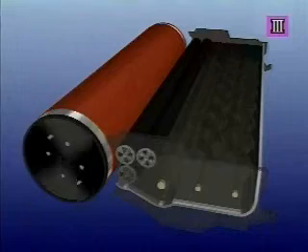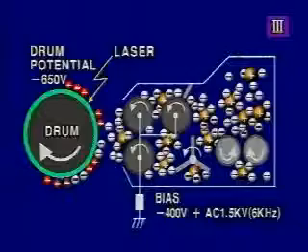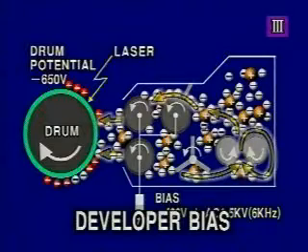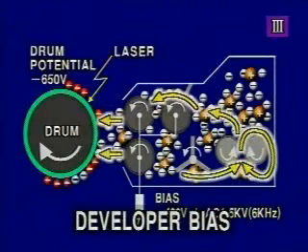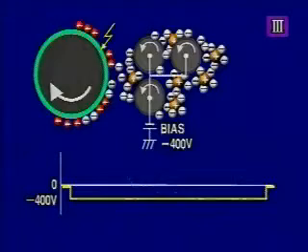In the development process, the negatively charged toner and the positively charged carrier, which were mixed in the developer unit, are transported and gently brushed onto the drum surface by the magnetic roller. In laser exposure scanning, the electrical potential of the drum surface, which is exposed by the laser beam, becomes lower than the developer bias, which is -400 volts. So negatively charged toner adheres to the drum.